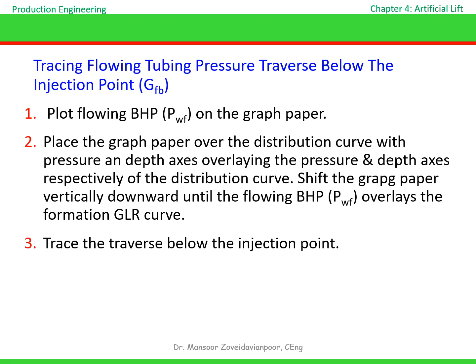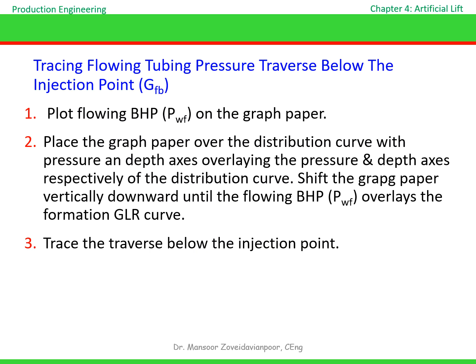The procedure for GFB is almost identical to GFA. Instead of starting from PWH, we start from the flowing bottom hole pressure, PWF. We align PWF with the appropriate formation GLR curve, then trace the pressure profile upward toward the injection point. At the end, we have the tubing pressure traverse below the injection point, completing the pressure profile needed for gas lift design.